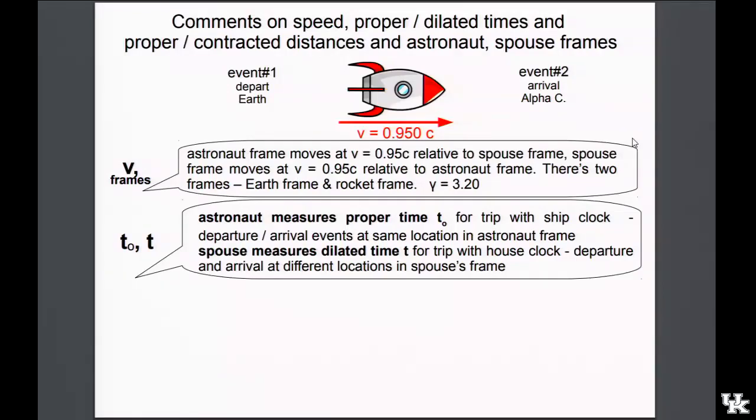And so it's the astronaut that's going to measure the proper time, because she's measuring the time on a clock that's stationary with respect to the moment of leaving Earth and the moment of arriving at Alpha Centauri. So this is a really important point. In her reference frame, she wasn't moving. It was Alpha Centauri and Earth that slid over towards the left. And so she's just standing there looking at a stationary clock, measuring a time interval between leaving and arriving, and that's the proper time. The spouse will measure the dilated time.